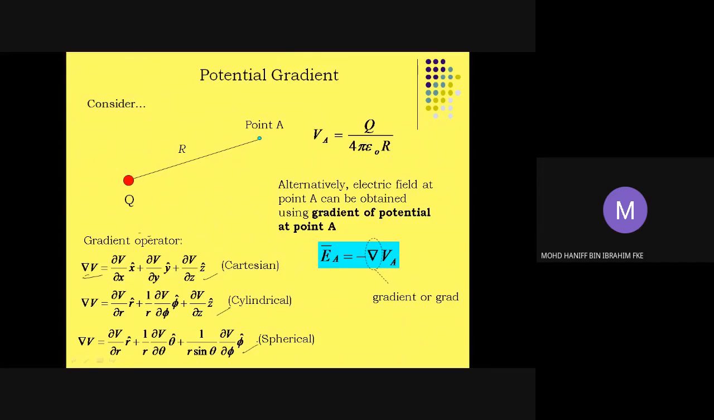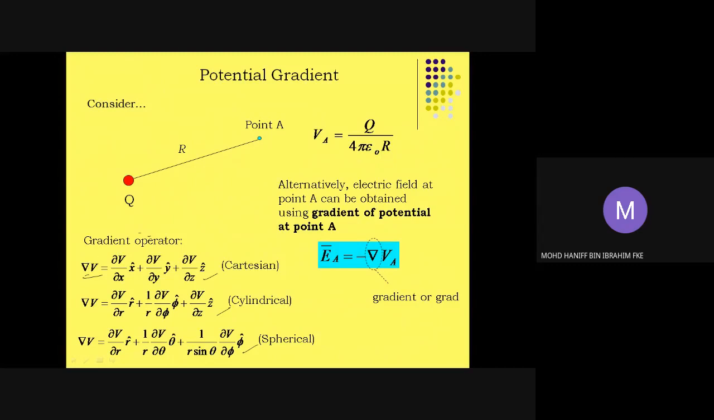The conclusion from this slide is that the third method used to calculate the electric field is the potential gradient, in which we need to know the potential value at a point, and we can use the gradient equation to find the electric field at that position.